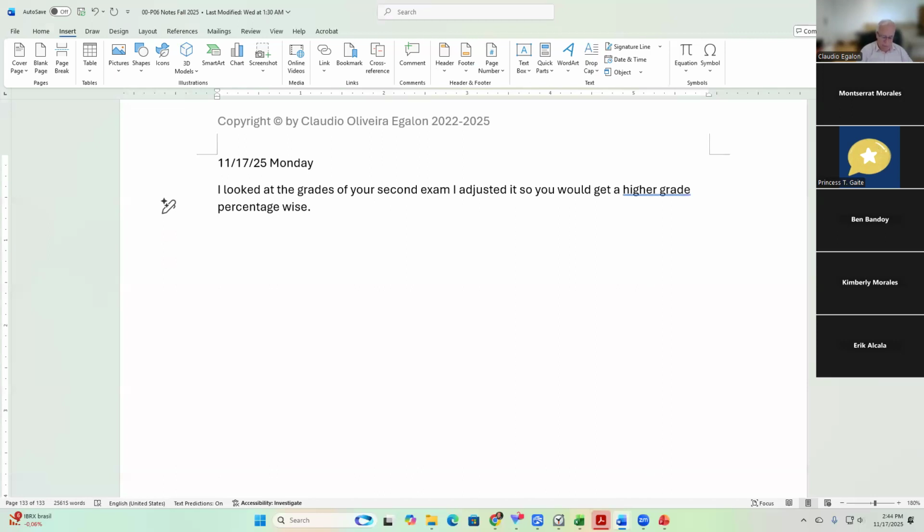Hopefully that will be enough to help you out. I adjusted it to help you, so you'd get a higher grade percentage wise. Just check your exam 2 grades in Canvas.